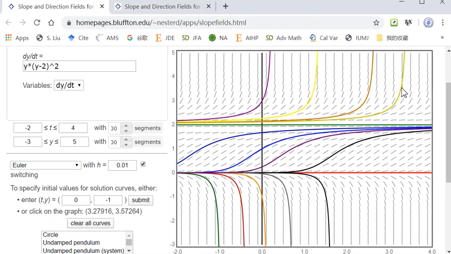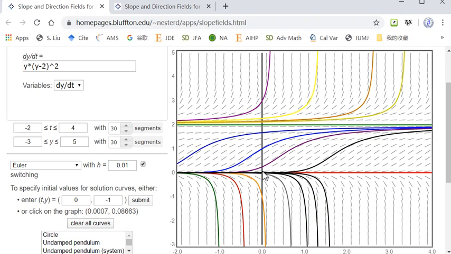Now, can we have some conclusion? From this picture, we see that if the initial value is less than 0, then the curve is decreasing. The corresponding solution is decreasing, and it seems that the solution will be unbounded below in infinite time, because all these curves go to negative infinity.